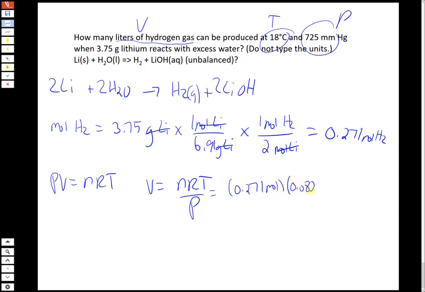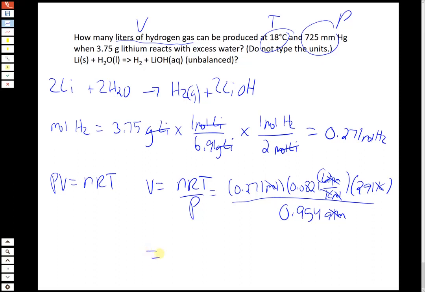R is the universal gas constant. Then temperature is 18 Celsius, so we need to convert that to Kelvin by adding 273. That's going to be 291 Kelvin. Make sure our temperature is in the right units. Then pressure needs to be in atmospheres, so we need to take this 725 and divide it by 760 to get atmospheres. That's going to be 0.954 atmospheres. So atmospheres cancels out, moles cancels out, Kelvin cancels out, and that'll give us a volume in liters. Volume in liters is what we're looking for, so we'll stop there and just work out the numbers.